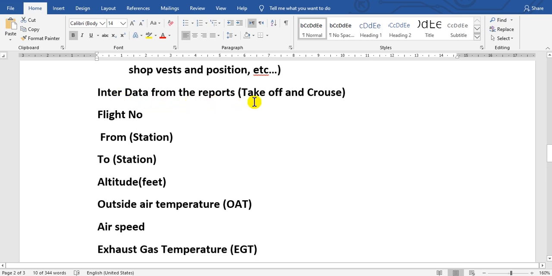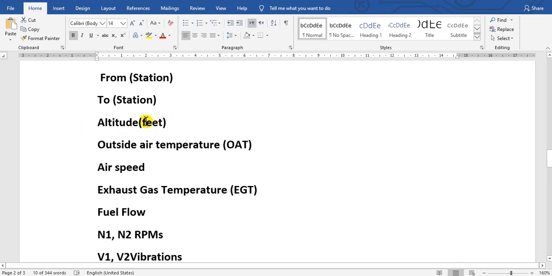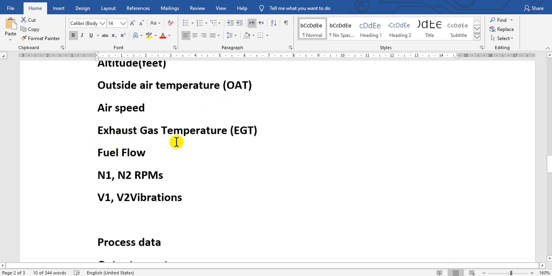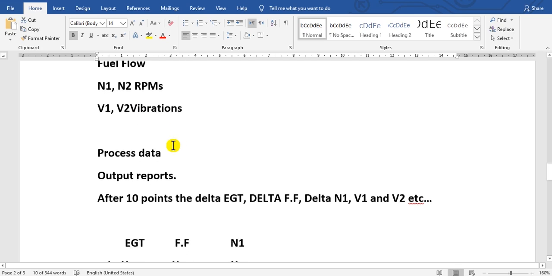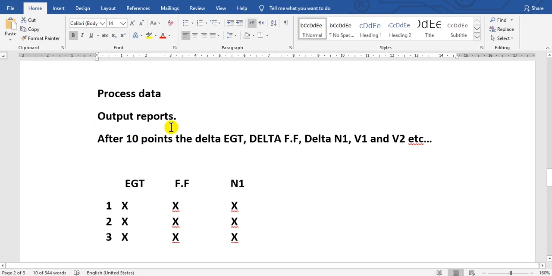Enter the data from the takeoff and cruise reports: the flight number, the trip from the takeoff station to the destination station, landing, altitude, flight, outside air temperature, air speed, exhaust gas temperature, fuel flow, N1, N2 RPM (revolutions per minute), and V1, V2 vibrations. After that, process the data. You can get output reports.